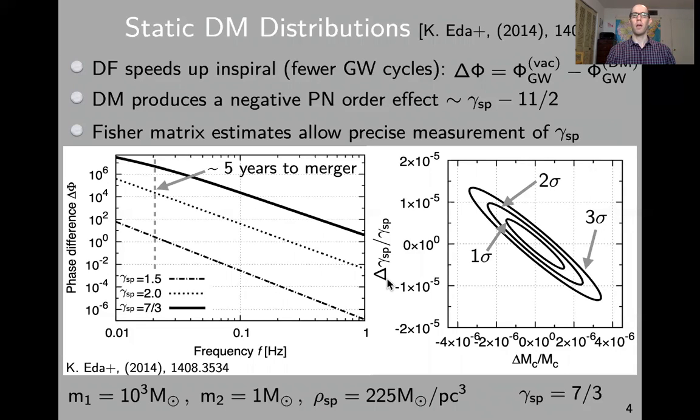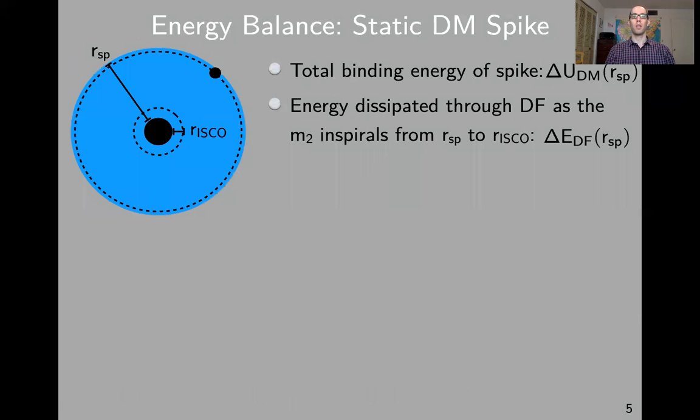However, there's one important caveat about their result, which is that they assumed that the distribution of dark matter is static throughout the entire inspiral of the compact object. So as this mass m2 goes from some large radius to some smaller radius, it loses energy, and part of this energy that it loses is dissipated through dynamical friction, and this energy dissipated through dynamical friction goes into increasing the average kinetic energy of the dark matter particles.